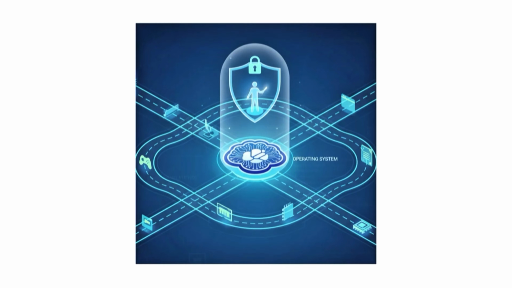Just like a traffic controller ensures vehicles move smoothly without collision. The shields and locks symbolize security and user protection, showing that the OS also safeguards the system from threats while maintaining efficiency. Next are the main functions of process management.